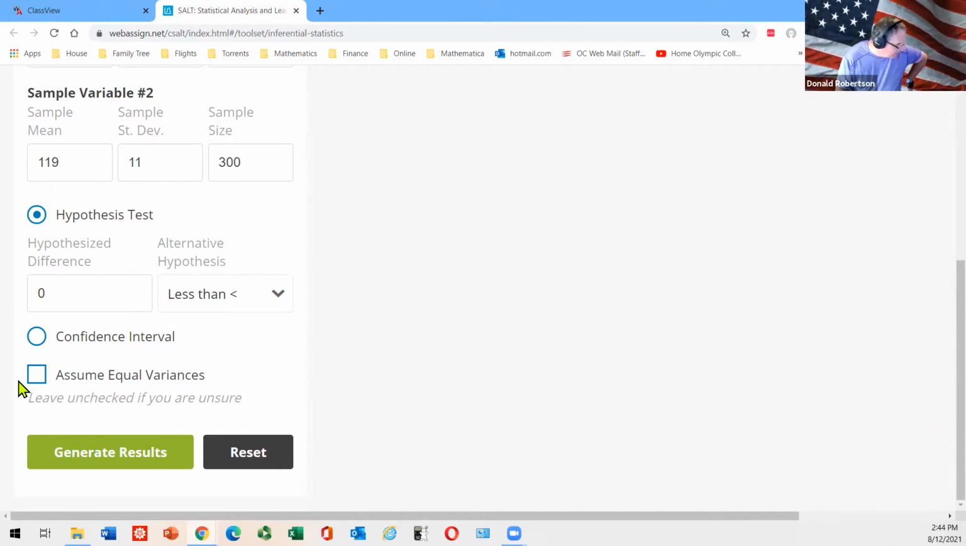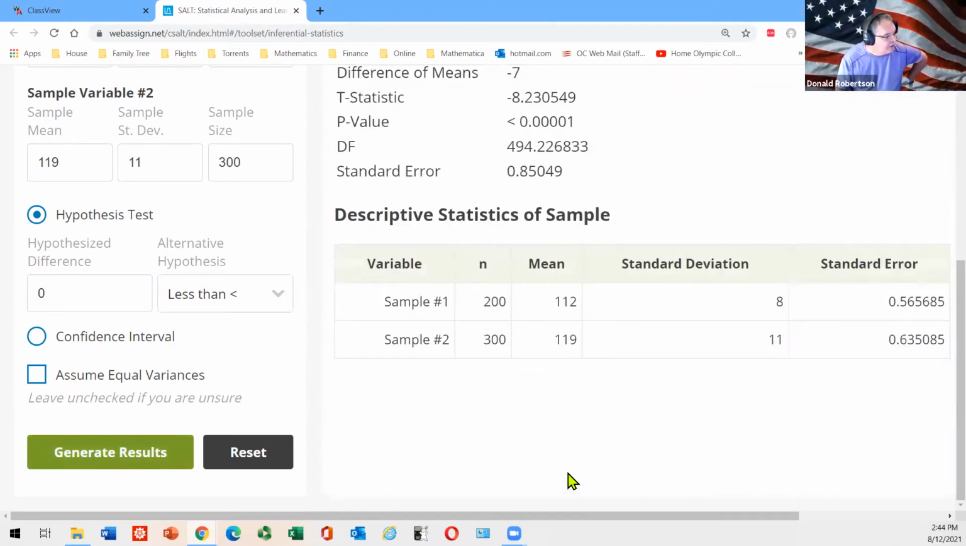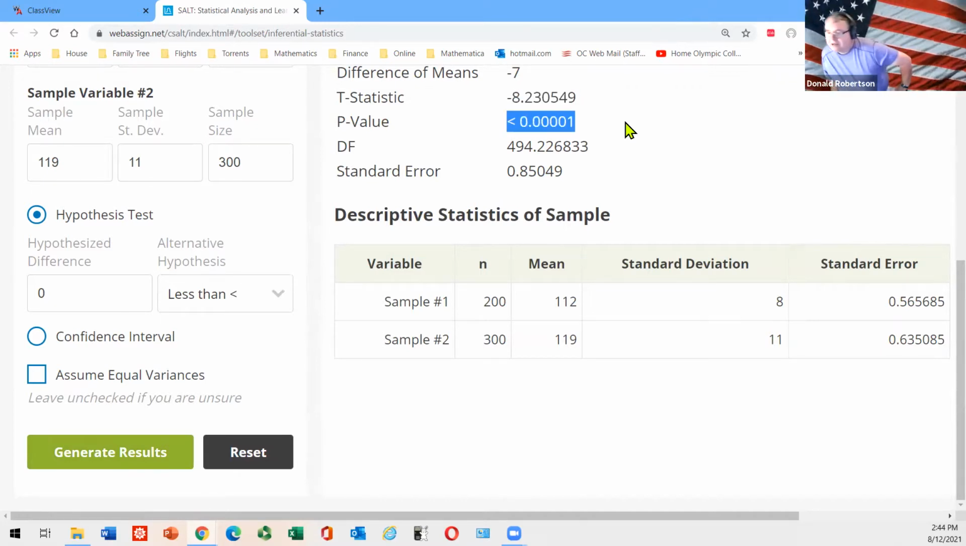I don't know if they're assumed equal variance. Looking at the samples, they're not, so I'm going to leave it alone. And I'm going to generate the results. Everything we really need to know here is our t statistic and our p-value. Can you see in this story, the test statistic is roughly negative 8.23, and the p-value is virtually 0. It's four zeros and a 1. So I'm now going to return to the whiteboard and finish this question off.